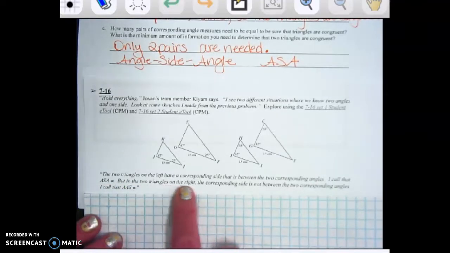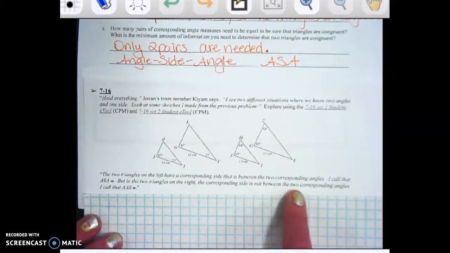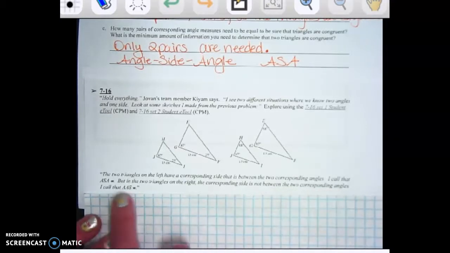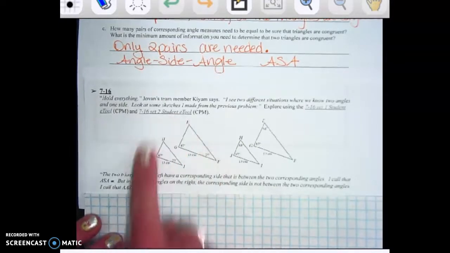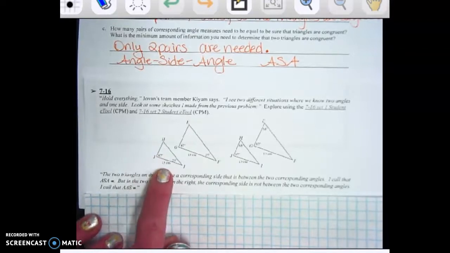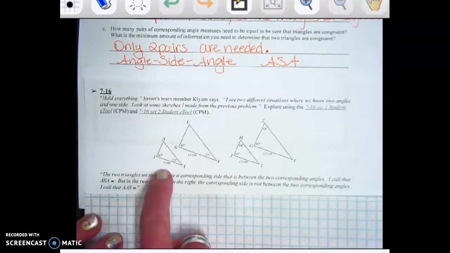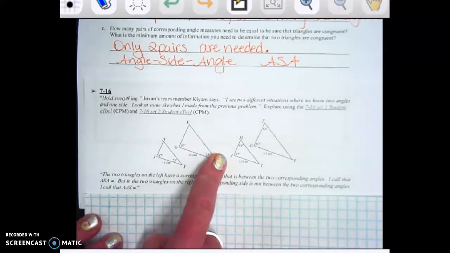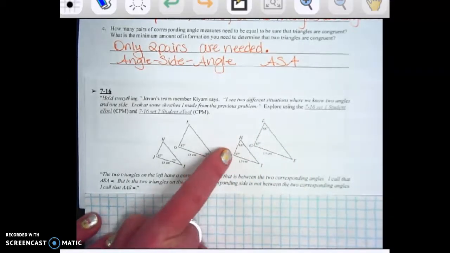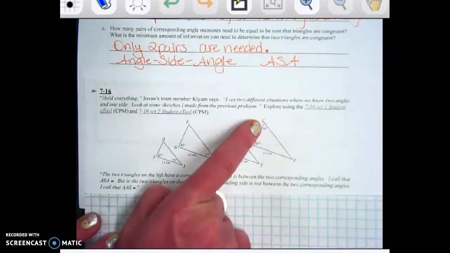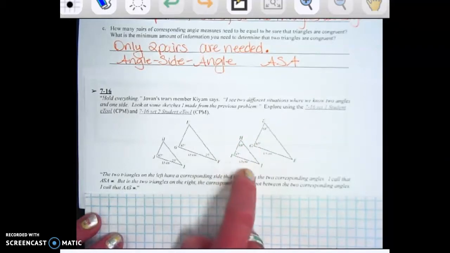But in the two triangles on the right, the corresponding side is not between the two corresponding angles. I call that angle angle side. So these two triangles on the left, you have the 87, 13, 25, so angle side angle. Versus the two triangles on the right, you have 68, 87, 13. So that one's angle angle side.